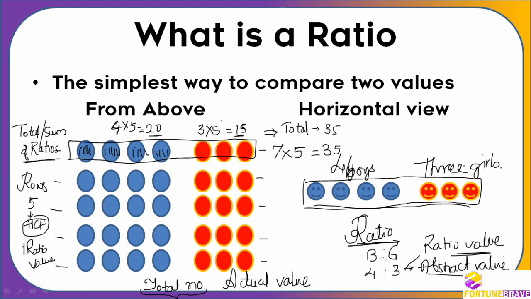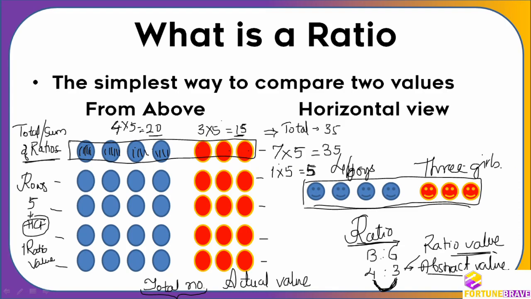The difference between these two. Are you getting my point? The difference between these two, the questions may come on that as well. The difference between the ratio values is 1. The difference between actual values is what? So we have to see the ratio value into HCF or 1 ratio value, you will get 5. So the difference between boys and girls is 5.